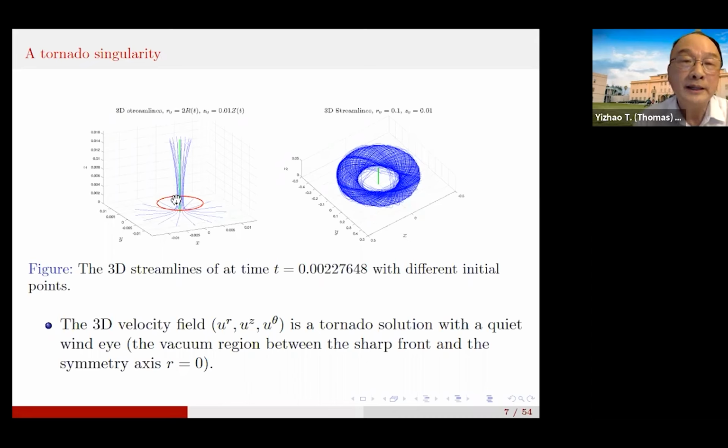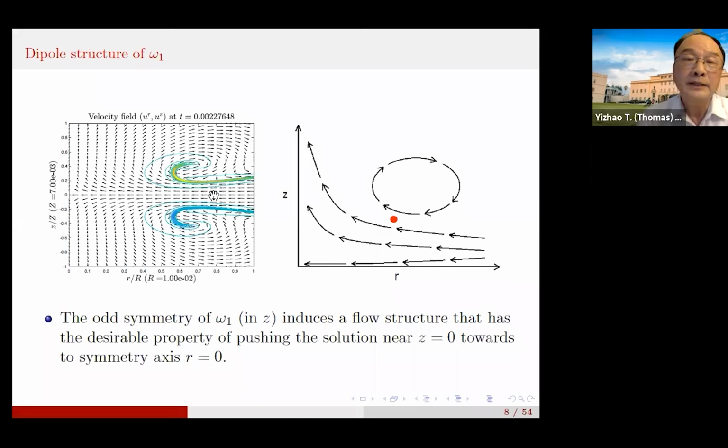You can see that you get huge amplification of vorticity. But at the same time, if you look from a little bit away from r = 0, it becomes highly oscillatory. It's kind of spinning around the symmetry axis. So this is the mechanism.